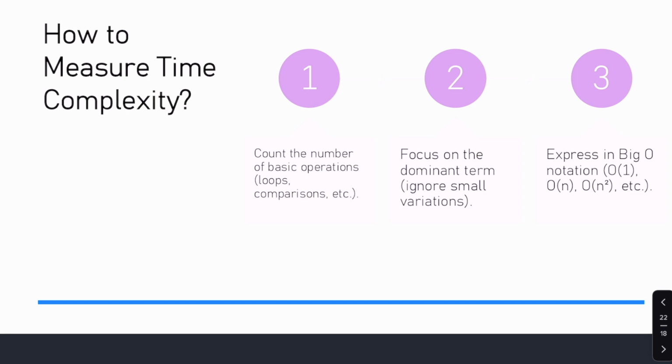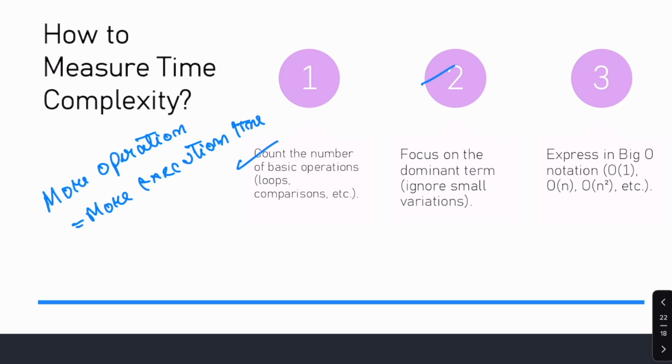So let's see how to measure the time complexity. To measure the time complexity, we follow three simple steps. The first one is to count the number of operations. An operation can be an addition, a multiplication, or a comparison. You should remember that more operations means more execution time.